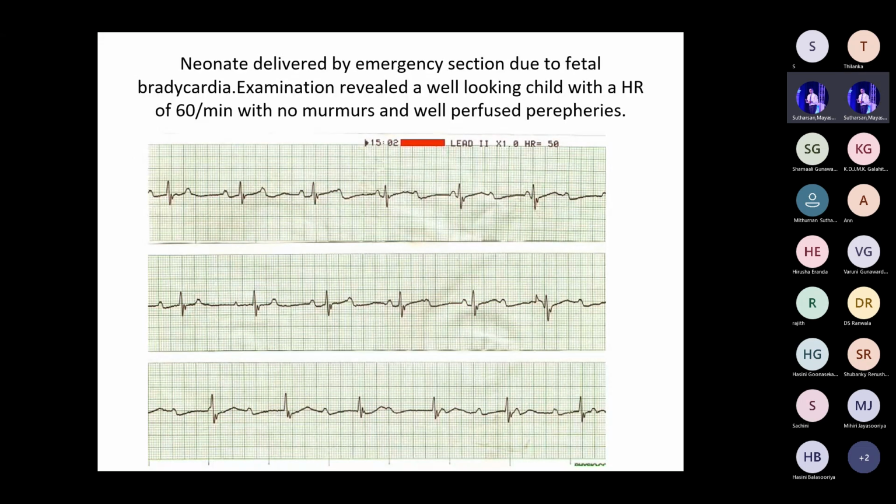Neonate delivered by emergency section, fetal bradycardia. So heart rate 60, no murmurs, well perfused periphery. So hemodynamically stable, low heart rate. What is this?